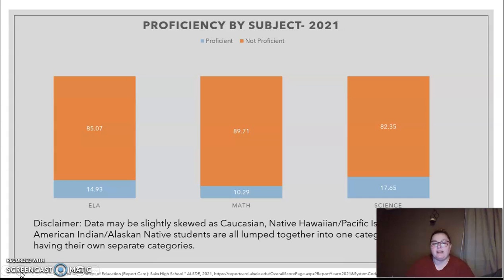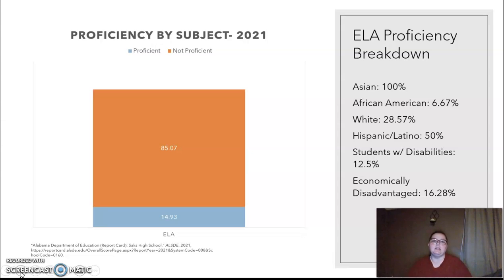The data may be slightly skewed as Caucasian, Native Hawaiian Pacific Islander, and American Indian Alaska Native students are all lumped together into one category for some reason, instead of each having their own separate categories on many standardized testing data, or much of the data. Also, there are some tests that have the Asian student population lumped into that same group as well. So let's look at each subject individually.